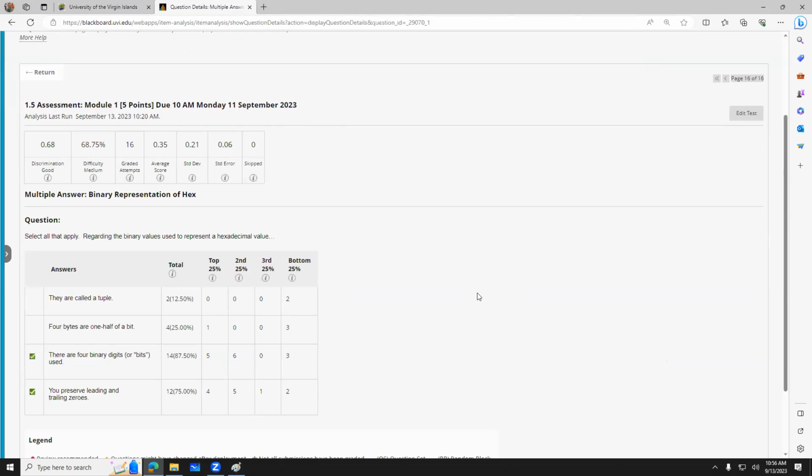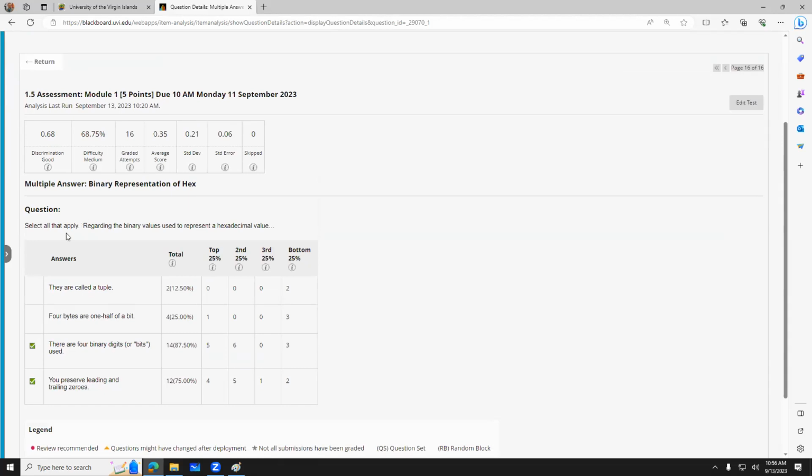Last multi-answer question. Select all that apply regarding the binary values used to represent a hexadecimal value. There are 4 binary digits or bits used. Yeah, that's correct. You preserve leading and trailing zeros, right? Calling them a tuple or 4 bytes are 1/2 of a bit. No, 4 bits are 1/2 of a byte. Those terms are reversed. So that statement is false. I see 4 students chose that answer.